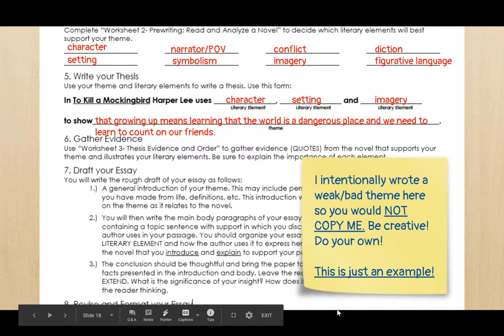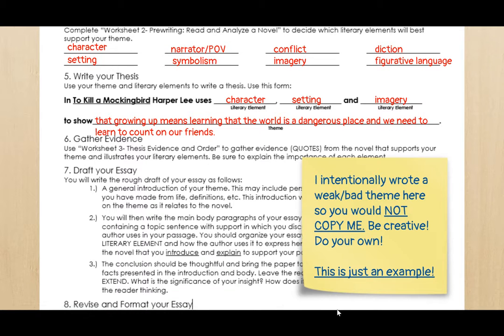All right, so this is part 7 of how to write your analysis essay. And I went back to look at theme and I made another slide to show you guys another example of how you could write your thesis.